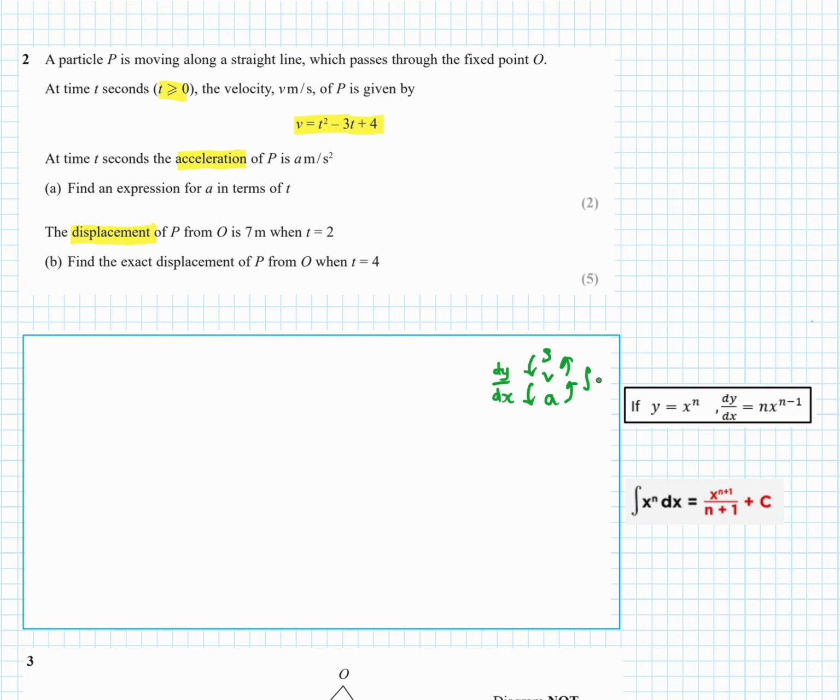And you need to remember that you need to learn it off by heart. I would learn one way. You just practice a bunch of questions and you'll remember it anyway, but try and remember one specific route. And of course, the other one is anti-differentiation, the opposite. So let's do out our acceleration now. First part, part a: find an expression for a in terms of t.